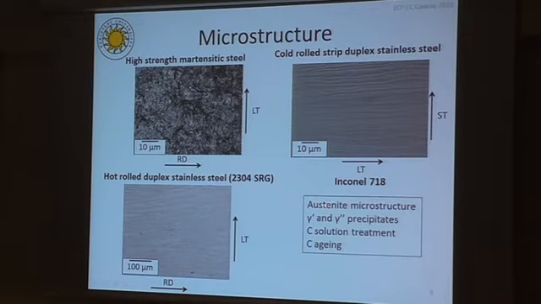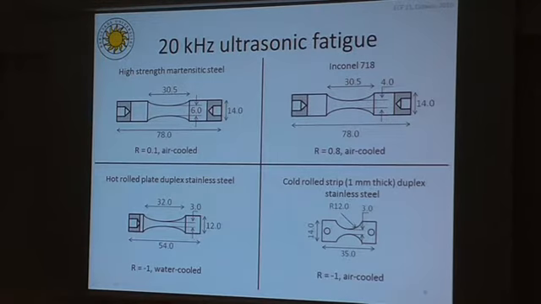For the Inconel 718 grade, unfortunately we can't show the pictures. However, the microstructure consisted of austenite and gamma prime and gamma double prime precipitates. In this study, mainly 20 kilohertz ultrasonic fatigue testing was conducted. The specimen designs for all the materials are shown here, for the high strength martensitic steel, Inconel 718 and hot rolled plate duplex stainless steel grades.